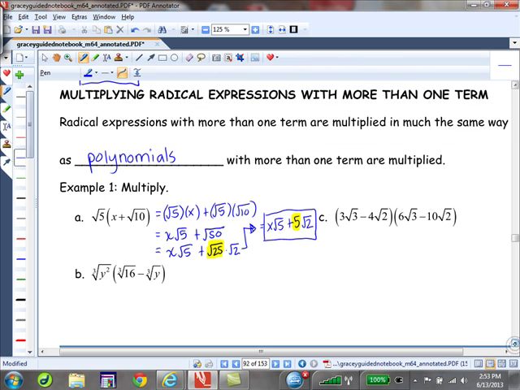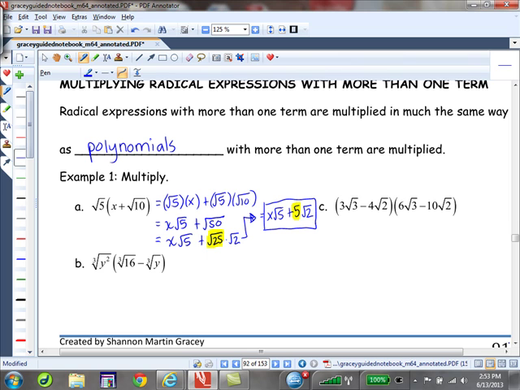Alrighty, part B. We have the cube root of y squared being multiplied. And by the way, if you feel confident, feel free to pause the movie and try these out yourself so that you can get more practice. So this will end up being the cube root of y squared times the cube root of 16 minus the cube root of y squared times the cube root of y to the 1.